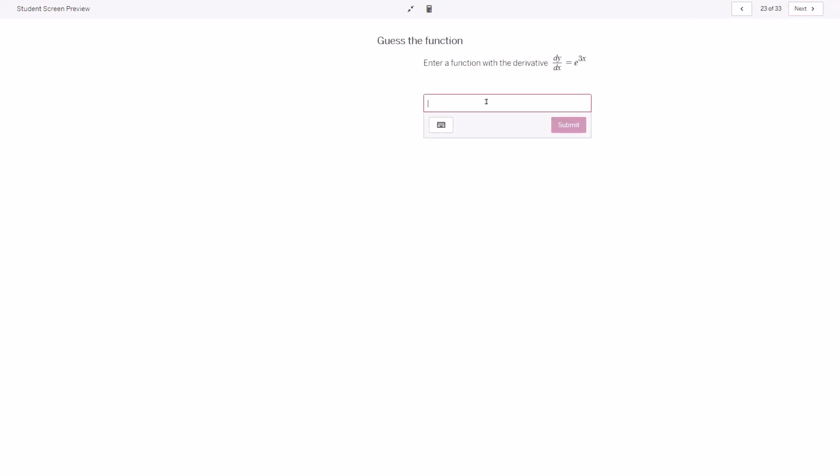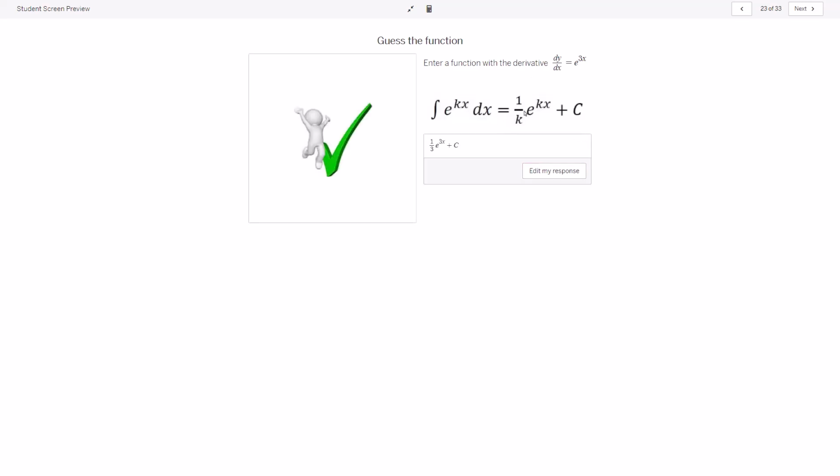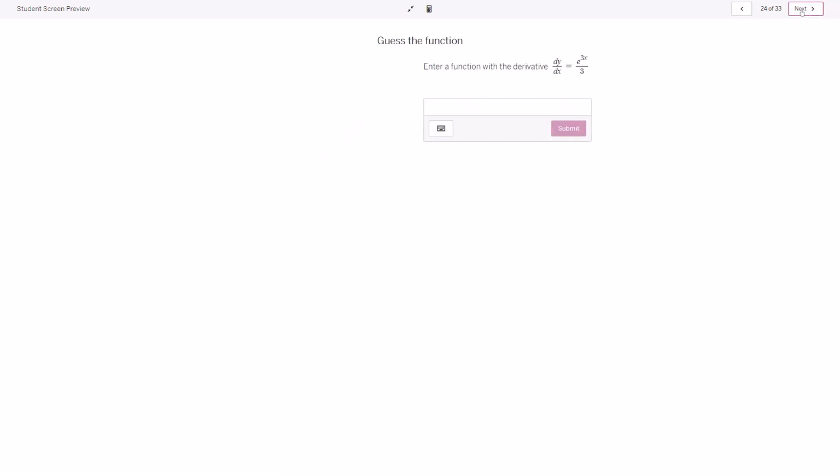E to the 3x, if you think about it, the chain rule, you put a 3 out front, right? So why are we putting a 1/3 out front? Well, because if I take the derivative of this, that 3 will come here and cancel. And you're working backwards on these. All right, so I'll let you get through all of these.